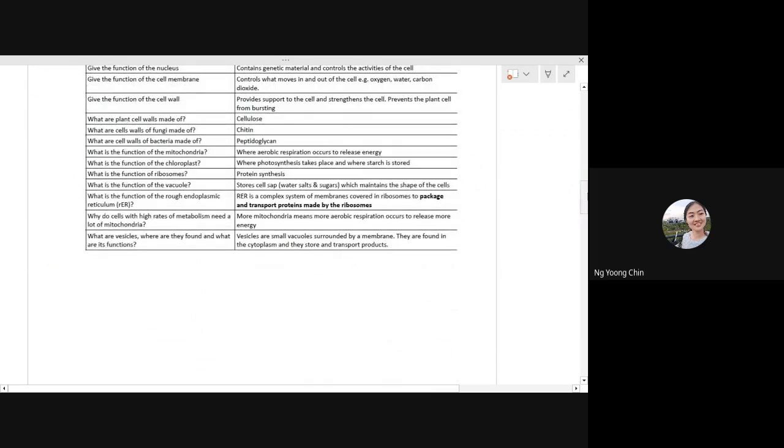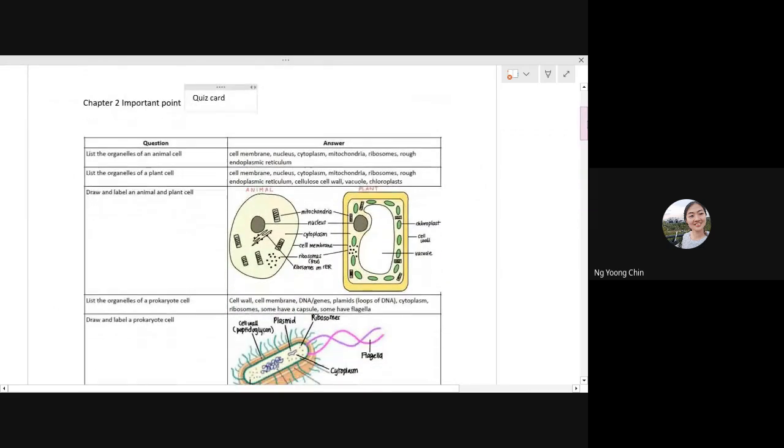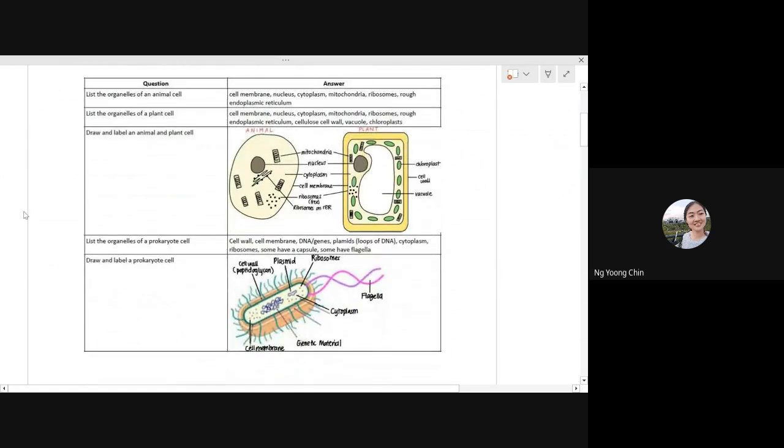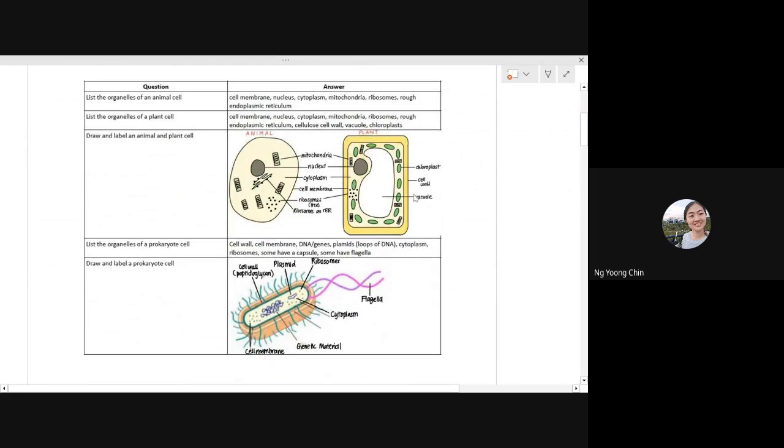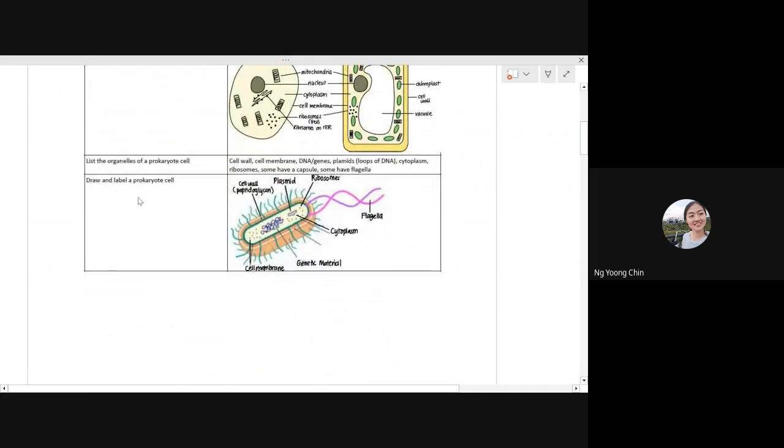I already listed it in this document, you can have a look. The difference between animal and plant cells is that plant cells have the vacuole, the chloroplast, and the cell wall, which don't exist in the animal cell. And please always know that prokaryotic cells belong to bacteria. They are examples of bacteria.